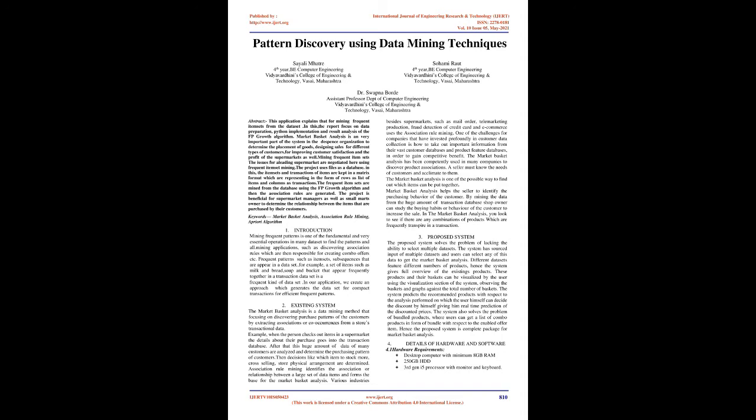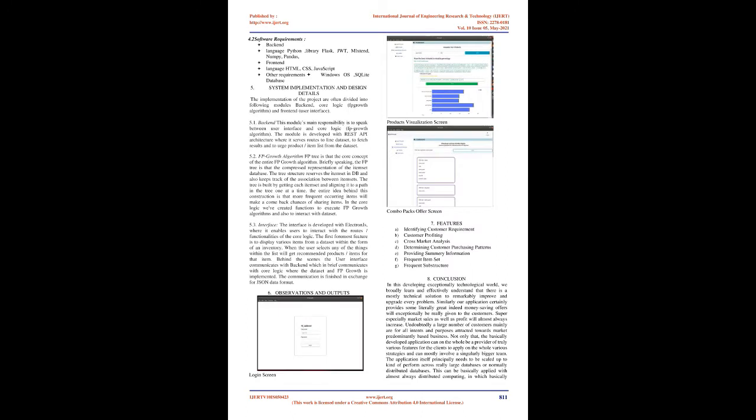Mining frequent item sets. The issues for a leading supermarket are addressed here using frequent item set mining. The project uses files as a database. In this, the item sets and transactions of items are kept in a matrix format, represented with rows as the list of items and columns as transactions. The frequent item sets are mined from the database using the FP growth algorithm and then the association rules are generated. The project is beneficial for supermarket managers as well as small mart owners to determine the relationship between the items that are purchased by their customers.